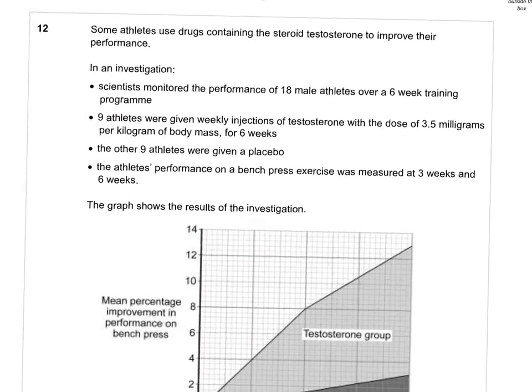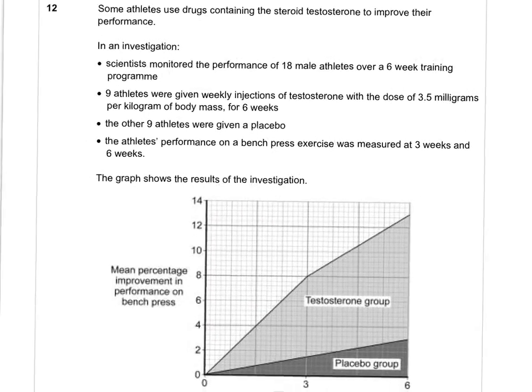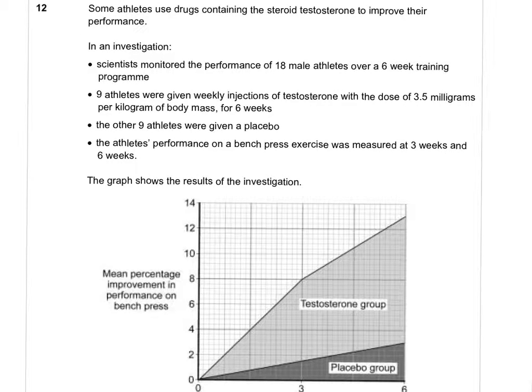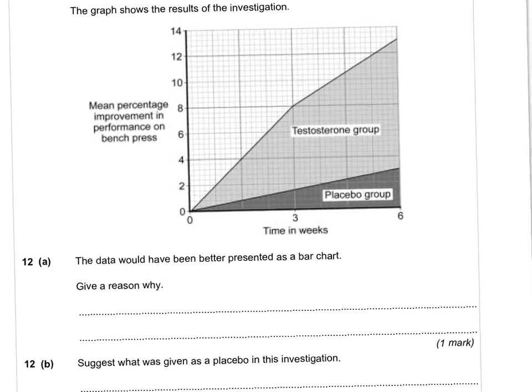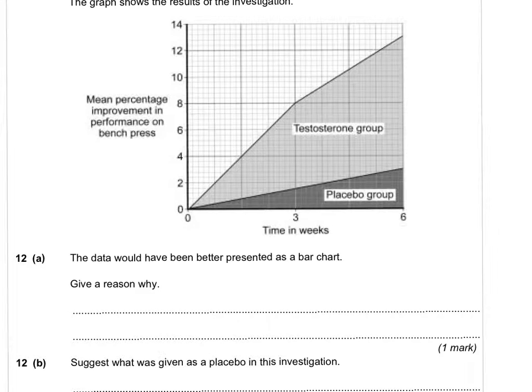Okay, question 12. Some athletes use drugs containing the steroid testosterone to improve their performance. In an investigation, scientists monitored the performance of 18 male athletes over 6 weeks of training. 9 athletes were given testosterone and the other 9 athletes were given a placebo. And it shows the results here. So we've got our testosterone group, which is here, and the placebo group, which is there. And we're looking at the mean percentage improvements in performance when they're doing a bench press exercise.